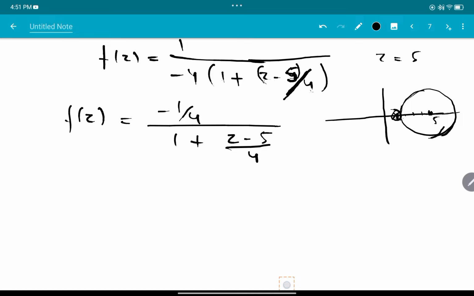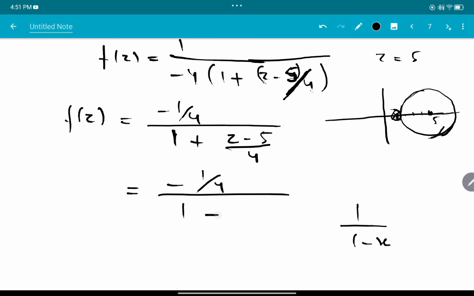Now there is still one thing lacking: our geometric series has 1 minus x. It is 1 plus, so I will change the sign. That will be minus 1 by 4 divided by 1 minus, we can either write 5 minus z, or we can keep this minus into (z minus 5) divided by 4. Now this becomes 1 minus x.